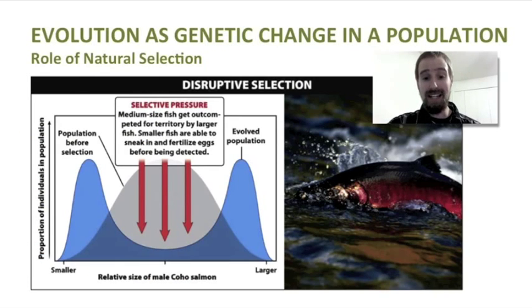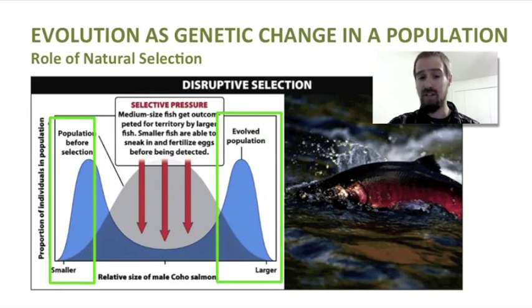Natural selection acting on the body size of the coho salmon, however, is a good example of disruptive selection. In this case, the advantage goes to those salmon who are either small or large, but it is actually a disadvantage to be of a medium size.